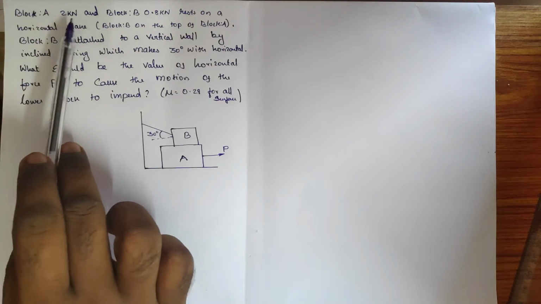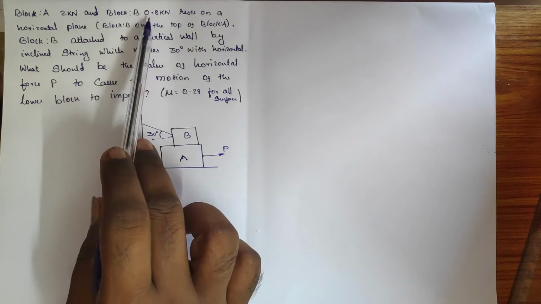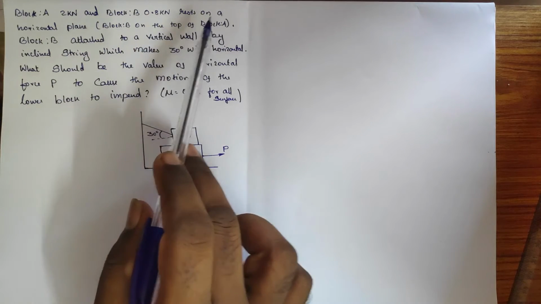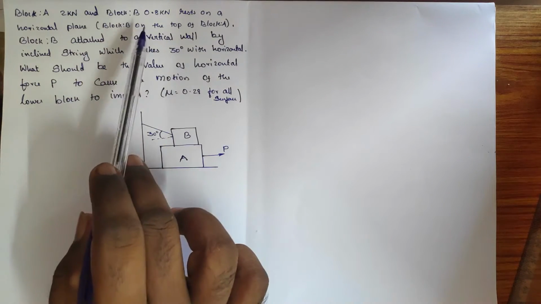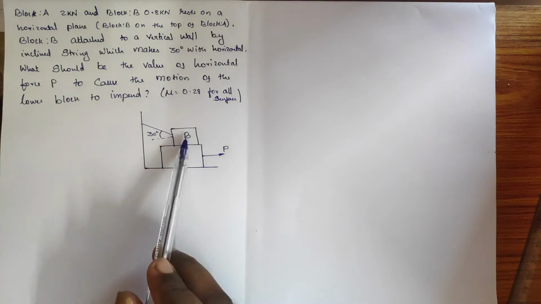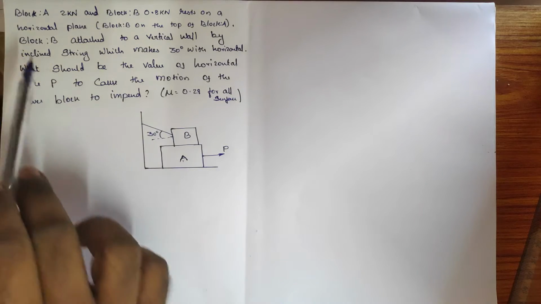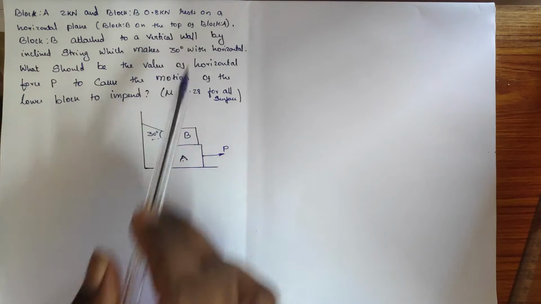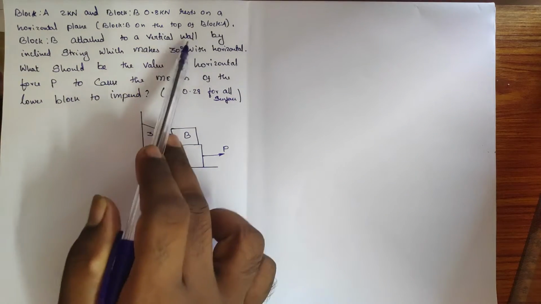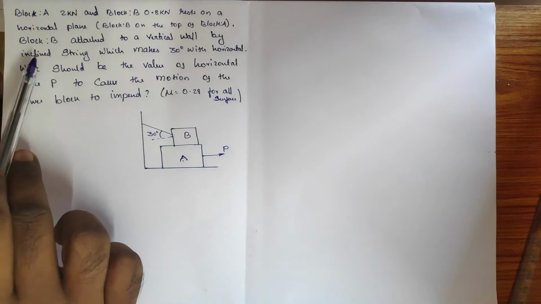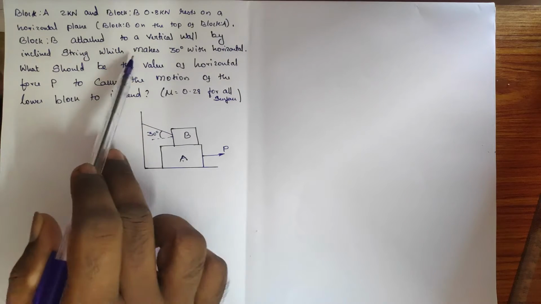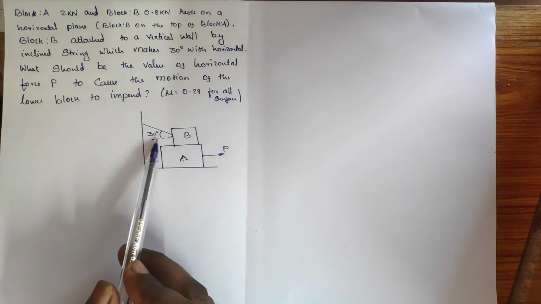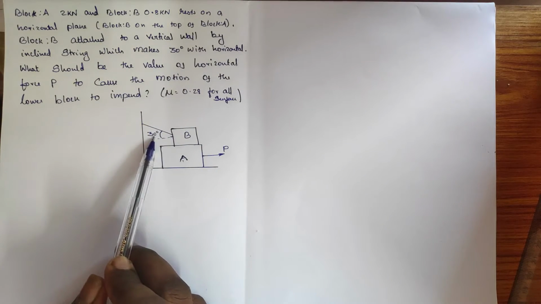Block A, 2 kilonewton, and block B, 0.8 kilonewton, rest on a horizontal plane. Block B is on the top of block A. Block B is attached to a vertical wall by an inclined string, which makes 30 degrees with the horizontal.